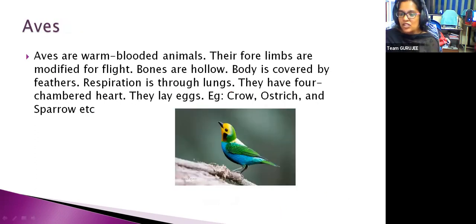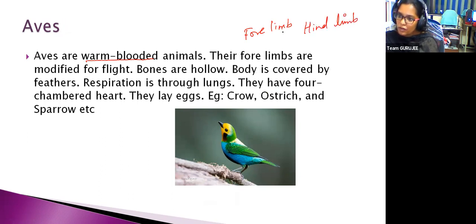Next is aves, birds. Birds are called warm-blooded animals. We have 4 limbs: forelimbs and hind limbs. Every animal has 4 limbs. The forelimb is at the front, and the hind limb is at the back side. The forelimbs of the birds are modified as wings.